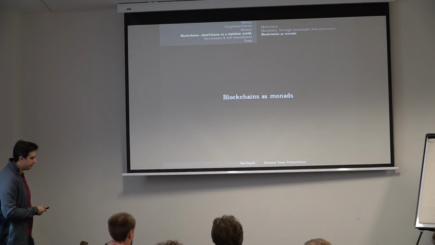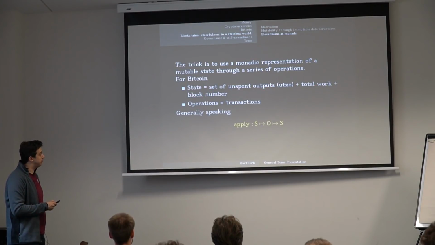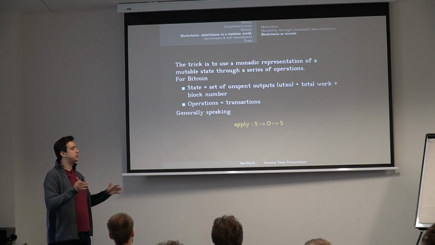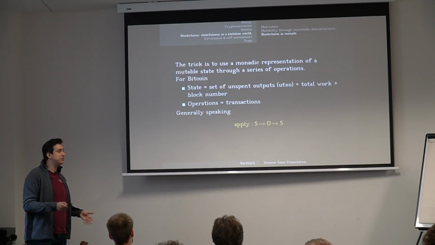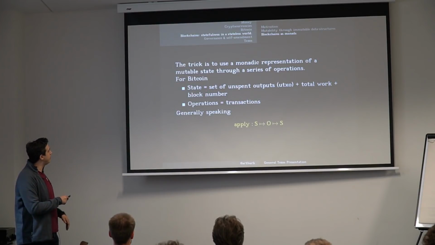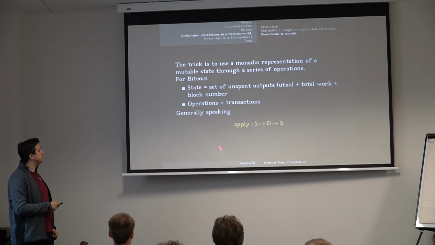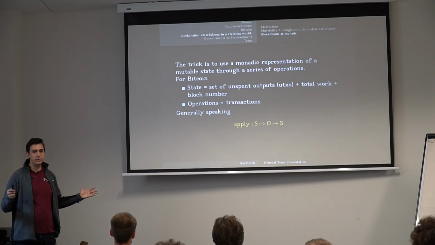Introducing blockchains as essentially state monads. So the trick is that we're going to take a mutable state, and we're going to represent it through a series of operations. So for Bitcoin, your state is a set of unspent outputs. It's every balance that belongs to anyone that hasn't been spent, plus the total amount of work that's been done in a chain. We'll see why that matters, and the block number. And the operations that you have are going to be transactions. Okay, so generally speaking, in your blockchain, you're going to have a function called apply, which takes a state, takes an operation, and returns to you a new state.